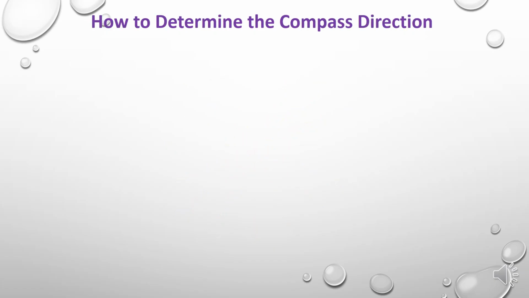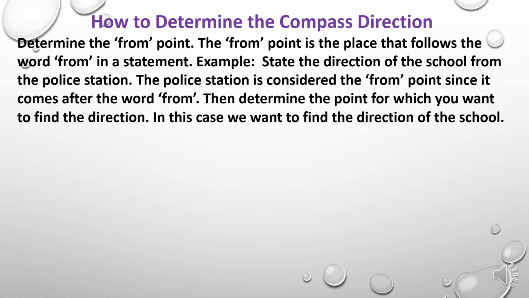So how do we determine our compass direction? First of all, we must determine the from point. The from point is the place that follows the word from in a statement or in a question. For example, state the direction of the school from the police station. The police station is considered to be the from point or our point of observation from which we'll be taking the direction of the other place, since it comes after the word from.